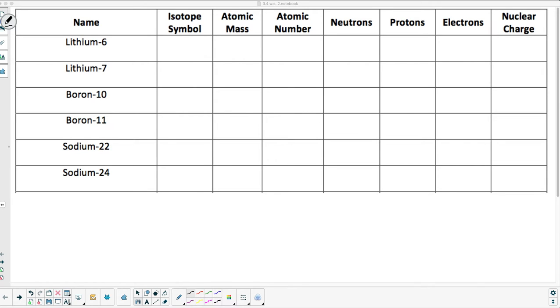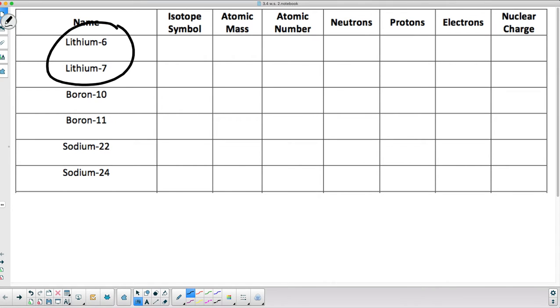So what are isotopes? Isotopes are those atoms from the same element that have different numbers of neutrons. Just like if you take a look up here, you will see lithium 6 and lithium 7. Those two are isotopes. That means that they have the same number of protons but different numbers of neutrons. And because of that, they have different mass numbers, which is what these are right here. So the 6 and the 7 is the mass number.